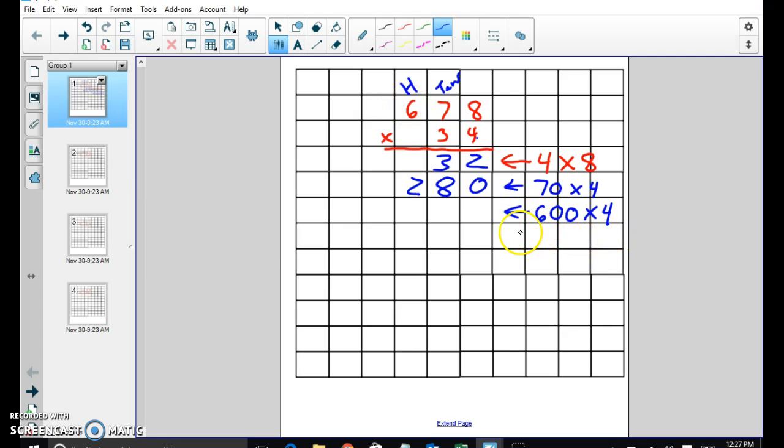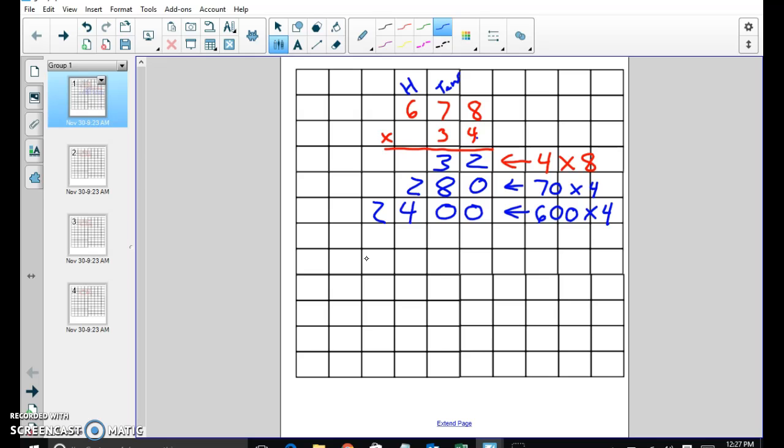6 times 4, 24. But remember those zeros, the placeholders. So 6 times 4 is 24. But if I write the 24 in the hundreds place, it's going to end up in the thousands, 2,400. Better way to say it, maybe there's 2 zeros there, so that would be 2,400.